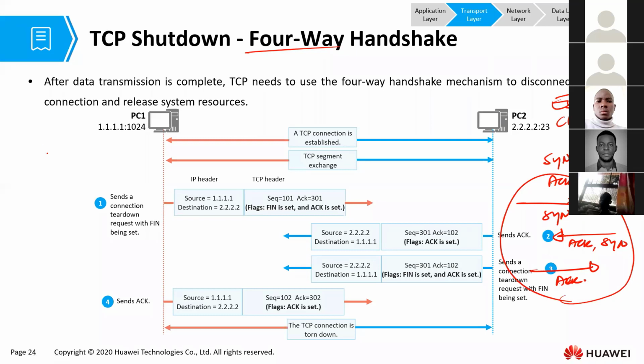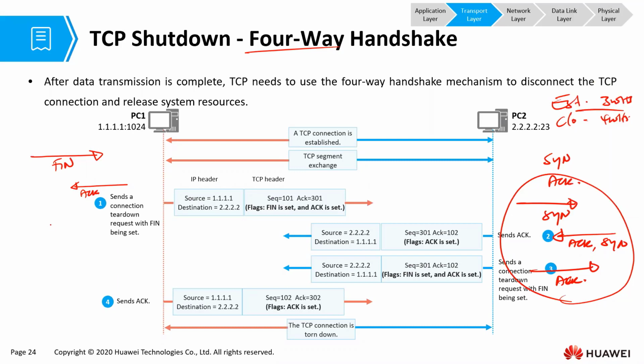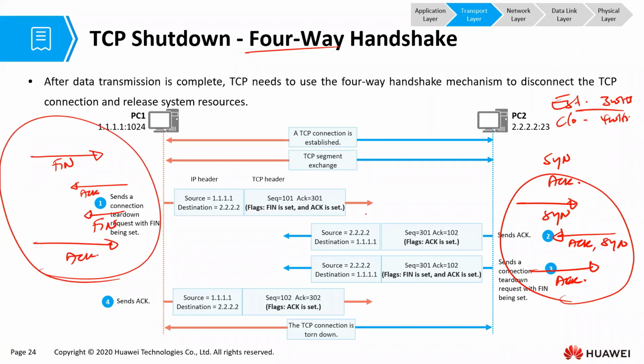Now for closing the connection, the first bit that is sent is the FIN bit. Okay, and then the other side sends his ACK bit and then sends his own FIN bit. This side sends his ACK. This is the connection shut down, TCP connection shut down.